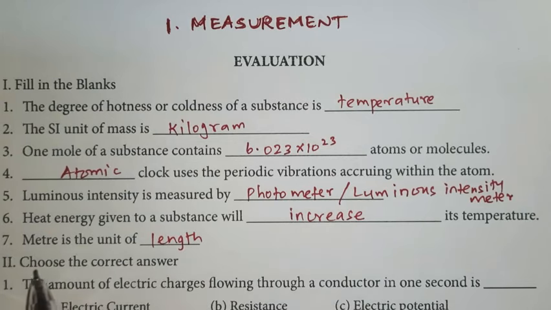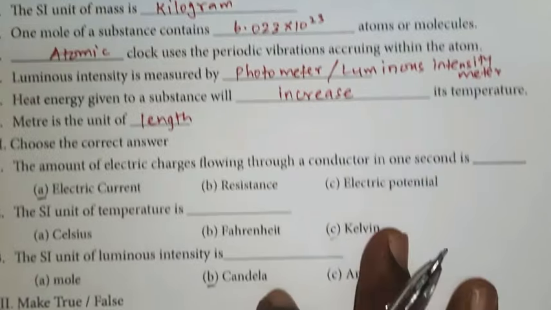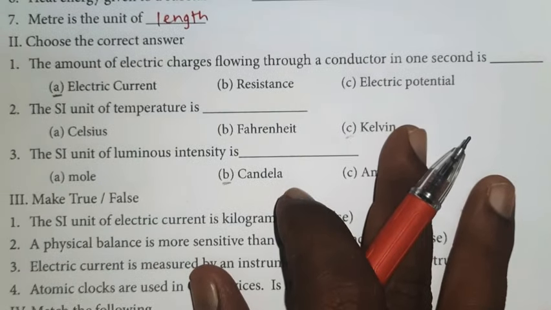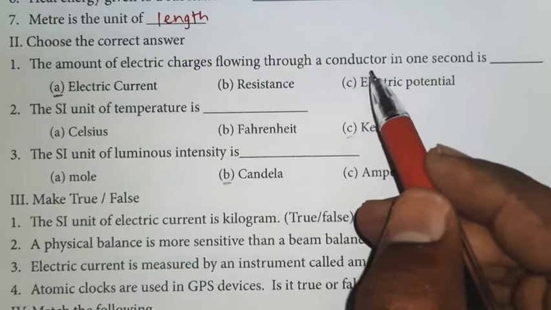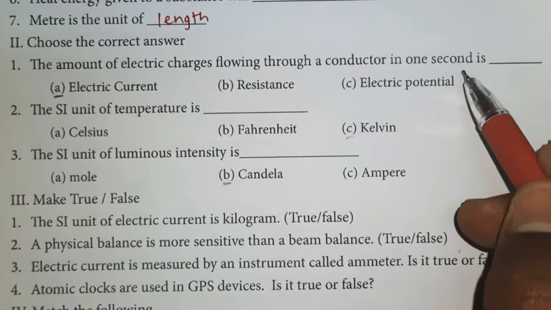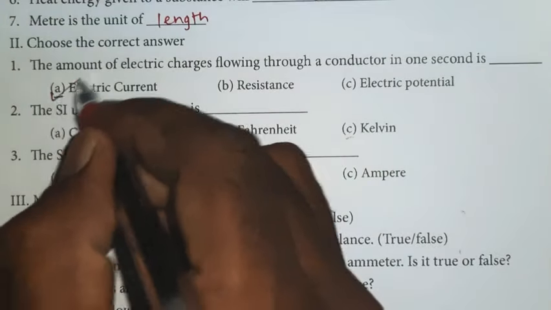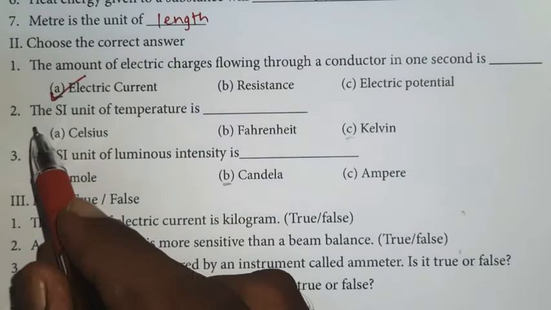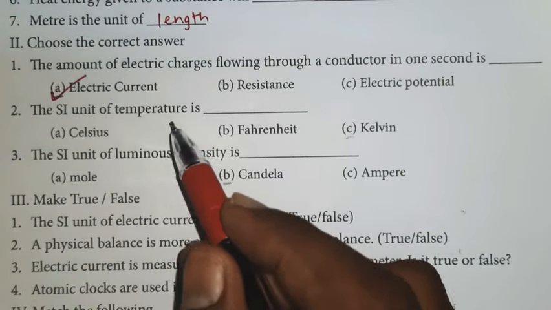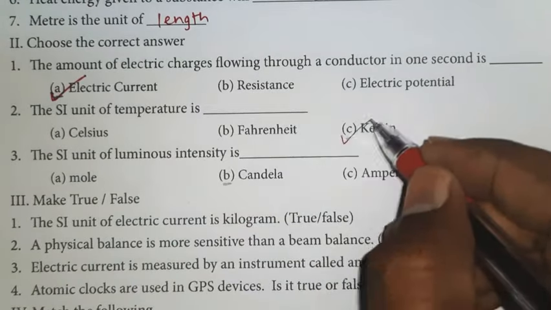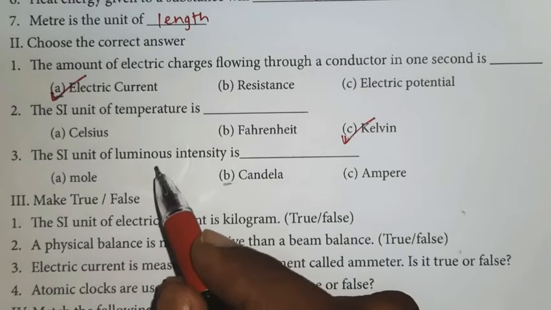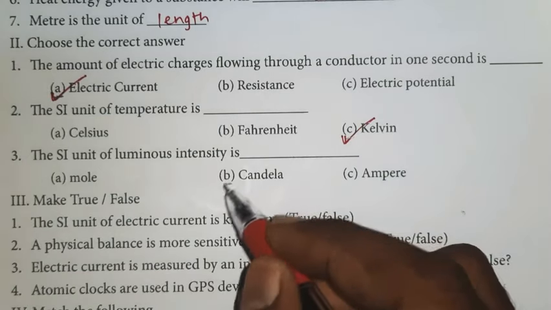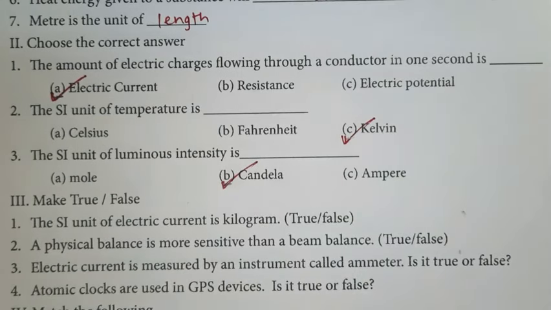Next, second part, choose the correct answer. First one, the amount of electric charges flowing through a conductor in 1 second is electric current. Option A is the right answer. Second one, the SI unit of temperature is Kelvin. Option C is the right answer. Third one, the SI unit of luminous intensity is candela. Option B is the right answer.